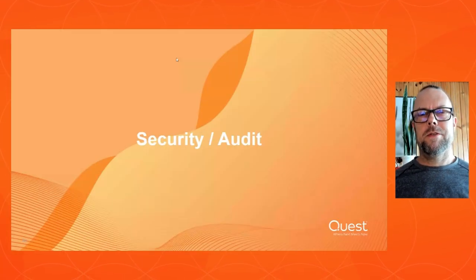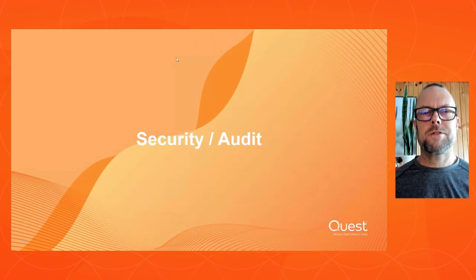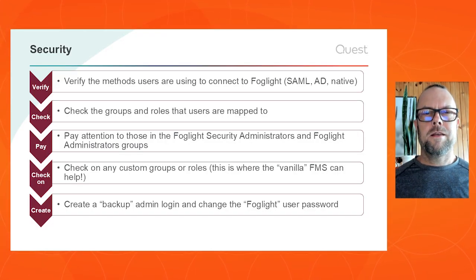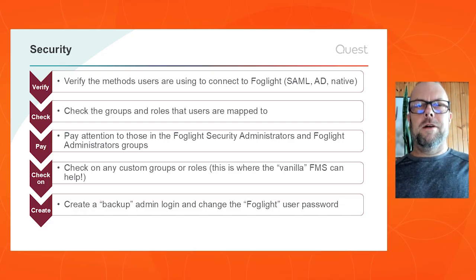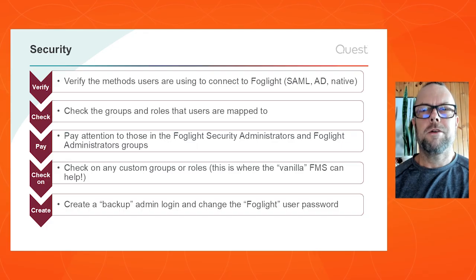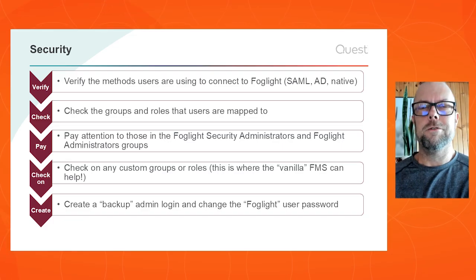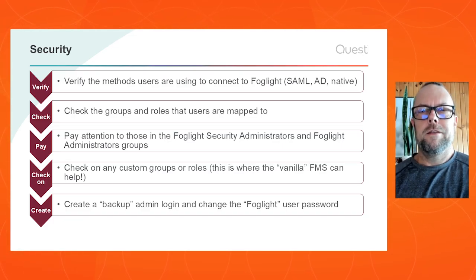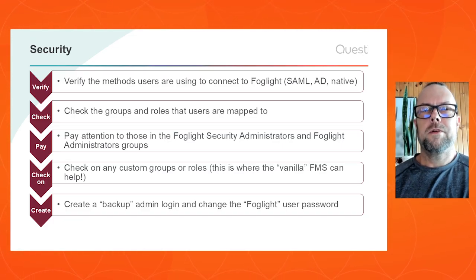Now we'll get into some of the security and audit checks. So a few steps here that I found important. Verify how users are connecting to Foglight. So if they're using the Foglight native logins, you want to verify that they're not all using, say, the Foglight login. That's equivalent to root or sysadmin. They could be using AD or LDAP verified login, or you might be using SAML for the single sign-on.